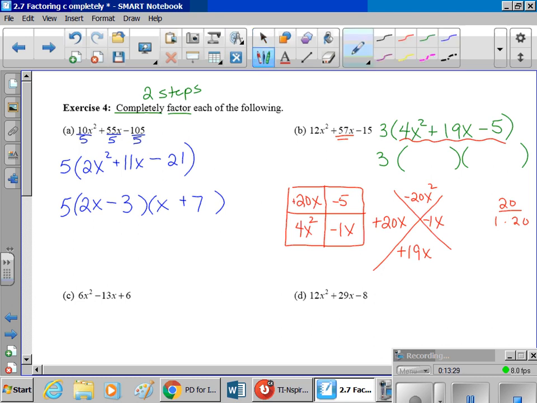So now GCF of 4 and negative 1 is 1. GCF of 4 and 20 is 5x. So that means this one down here has to be a negative 1. This one up here has to be a positive 4. So my answers are going to be 5x minus 1 and x plus 4.